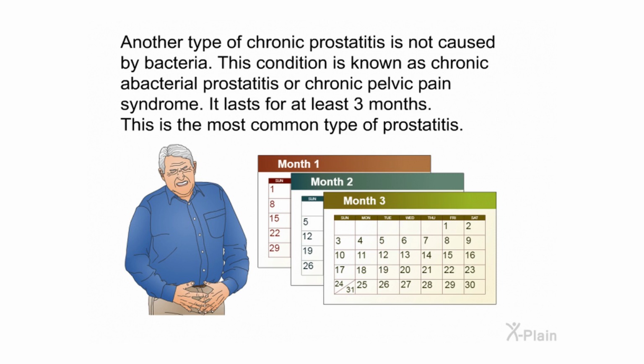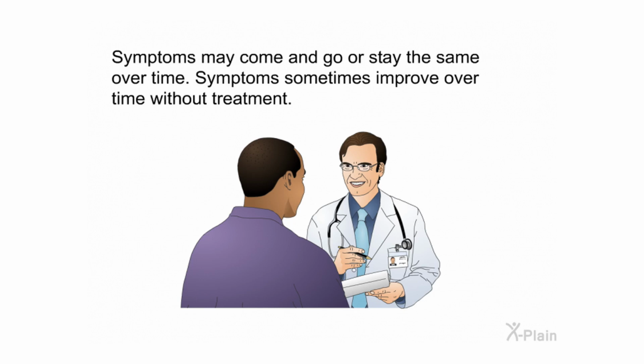Another type of chronic prostatitis is not caused by bacteria. This condition is known as chronic abacterial prostatitis or chronic pelvic pain syndrome. It lasts for at least 3 months. This is the most common type of prostatitis. Symptoms may come and go or stay the same over time. Symptoms sometimes improve over time without treatment.